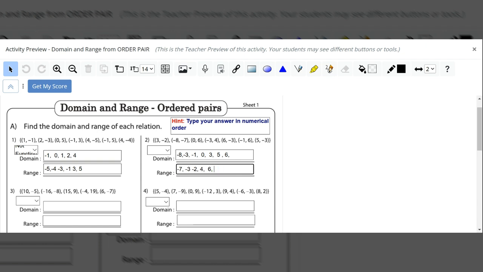So now it's asking us, is this a function or not a function? Looking at these numbers here, I don't see any repeated numbers. So this is a function. Okay. Thank you for listening.